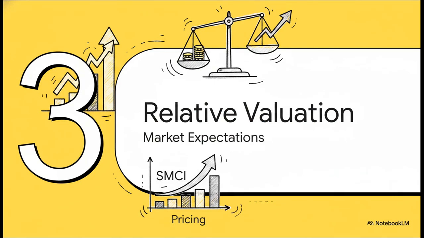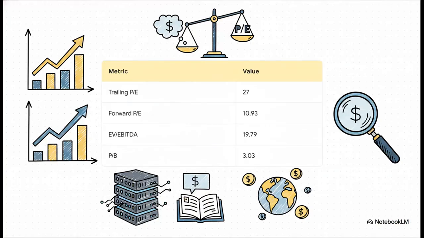That brings us to Section 3, relative valuation models, pricing SMCI against market expectations. Let's look at the multiples to see how the market is actually pricing SMCI's earnings and assets right now. We've got a trailing price-to-earnings ratio of 27, an enterprise value to EBITDA of 19.79, and a price-to-book of 3.03.